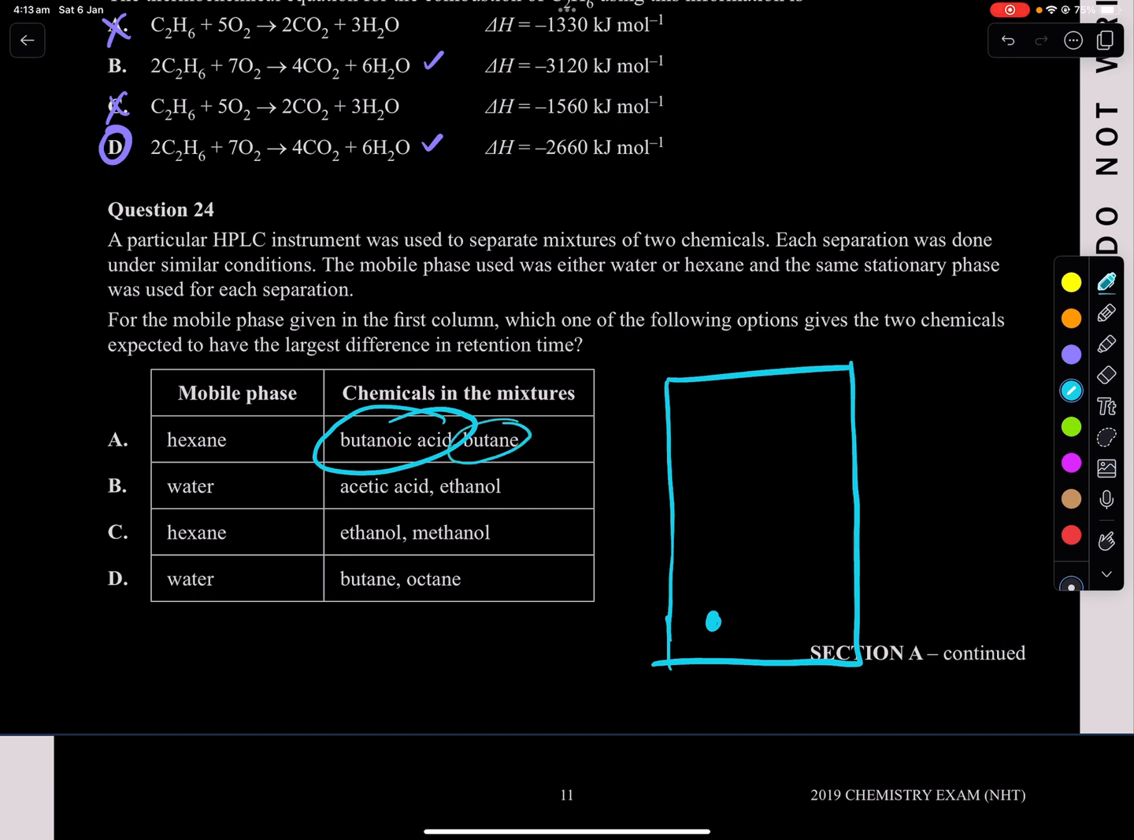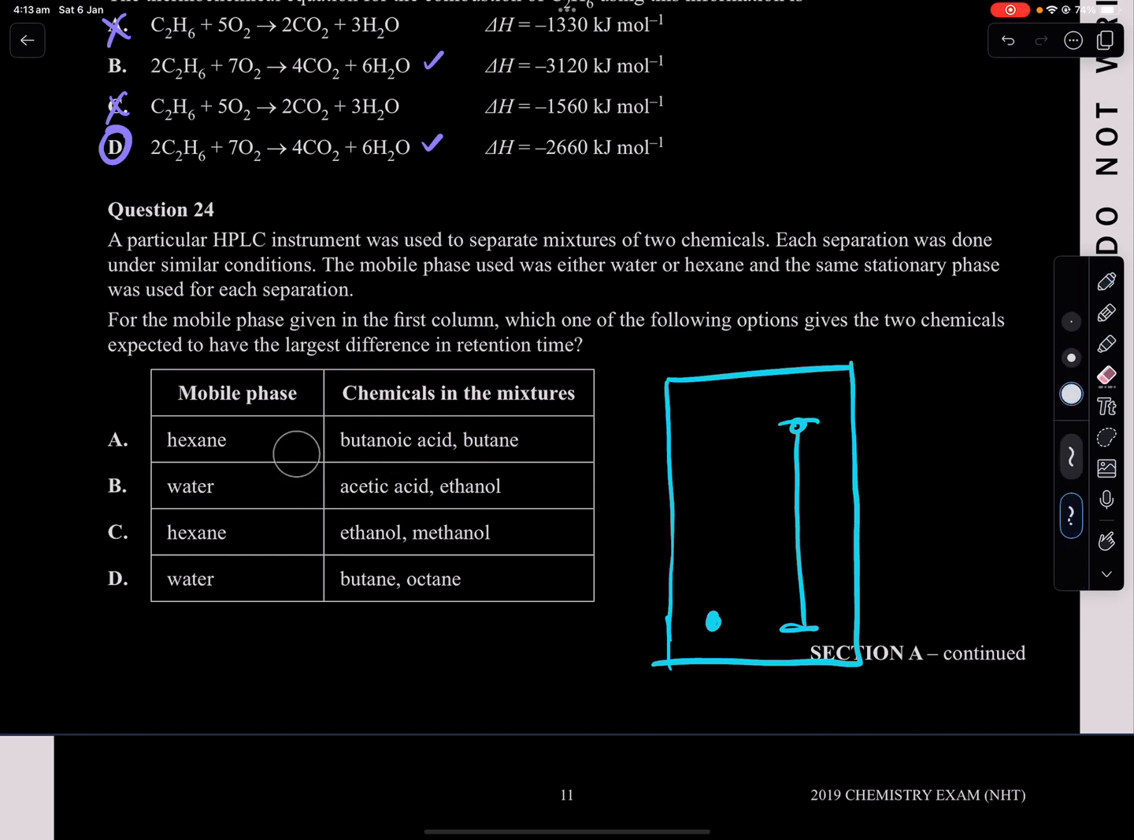Whereas butane's actually non-polar, so it's going to be sticking to us. So let's say in 3 seconds, it will actually be over here. So the difference is what? It's actually quite large. So that's good. So we can say that's great. That gives us some large retention time. Let's look at the next case.